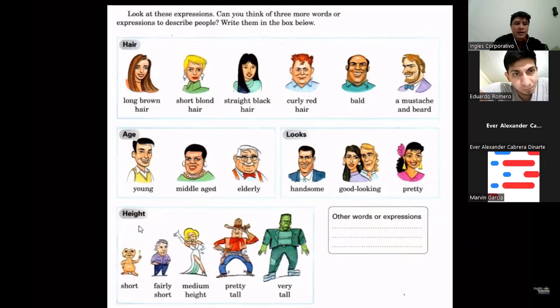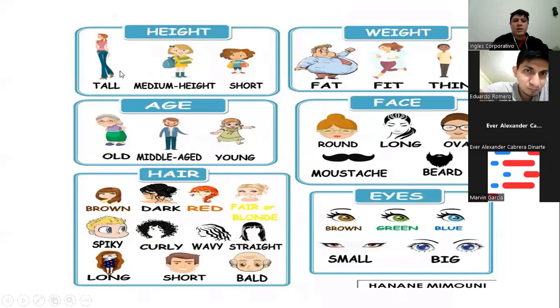Now let's see, we have height. We have short, pequeño. Fairly short, medianamente pequeño. Medium height, como de mediana estatura. Pretty tall, alguien alto. And very tall, alguien bien alto. So we have as well this one: tall, medium, short, weight. Esto es para el body: fat, fit, thin. Age: old, middle age, young.